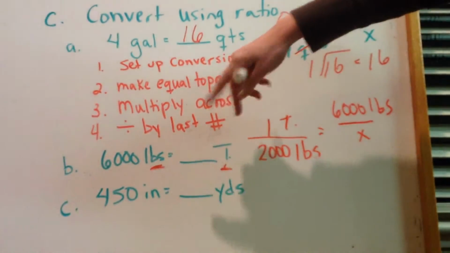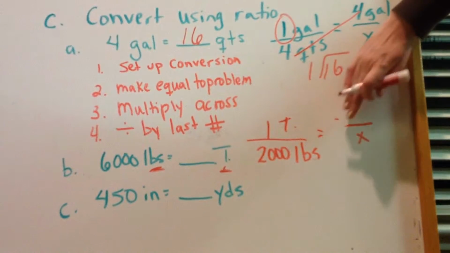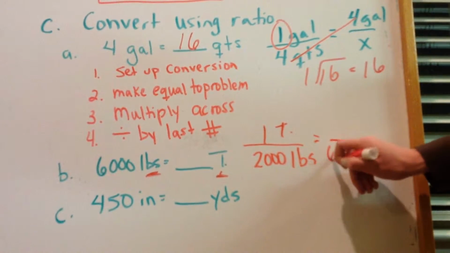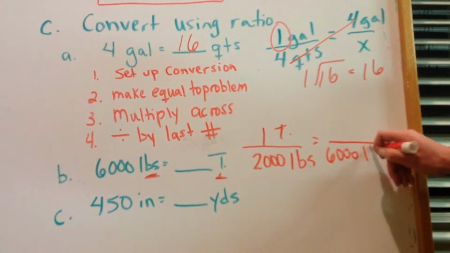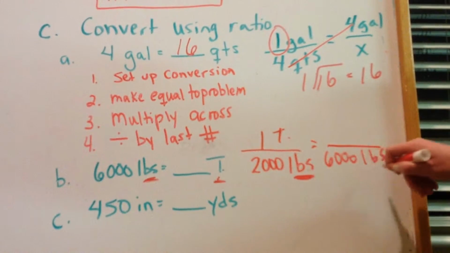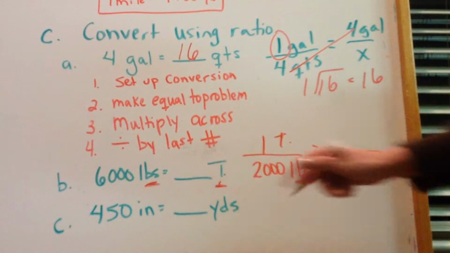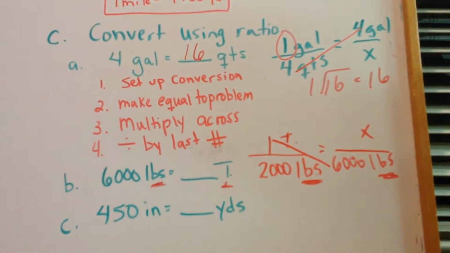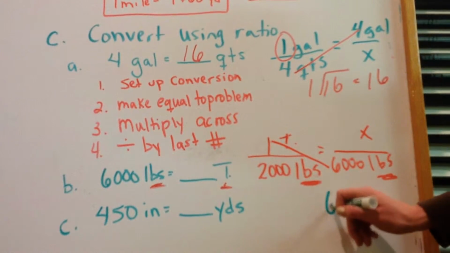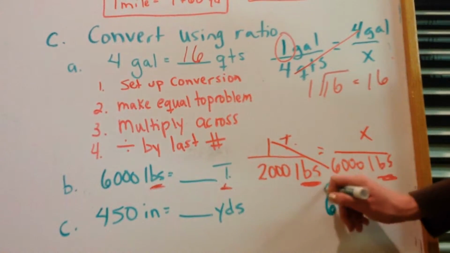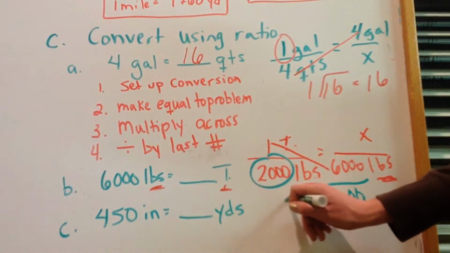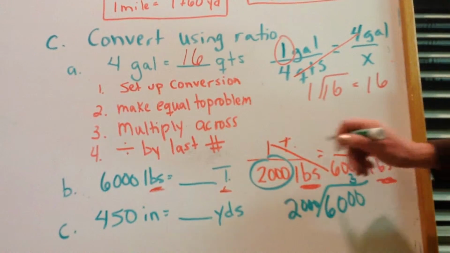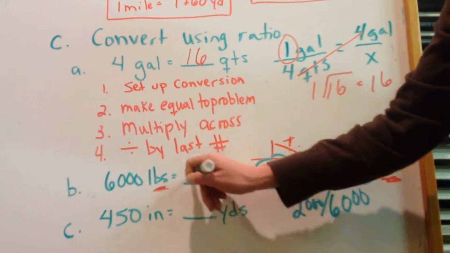So sometimes we have to flip our problem around to make it so that our words are set up across from each other. So we have 6,000 pounds, because I want my pounds to be next to my pounds, is equal to how many tons? I don't know. So we're going to multiply across. 1 times 6,000 is 6,000. And we're going to divide by the number left over, 2,000. 2,000 goes in 6,000 3 times. So 6,000 pounds is equal to 3 tons.